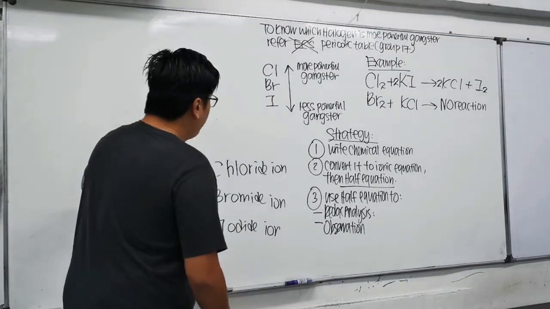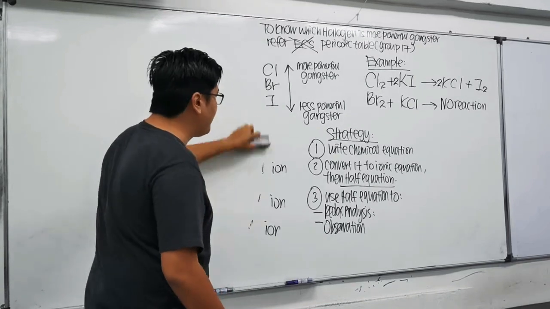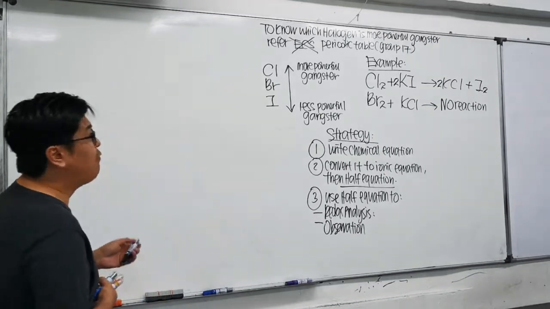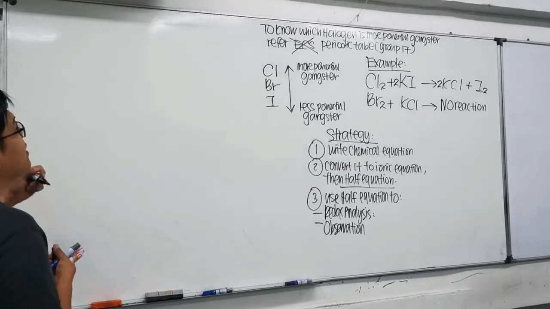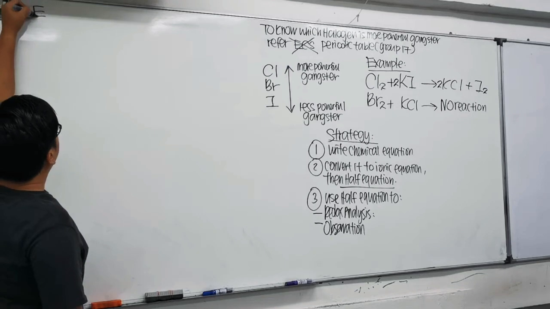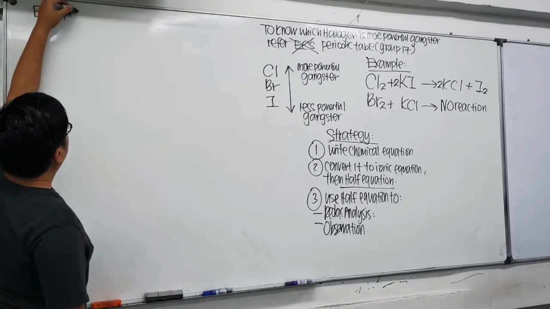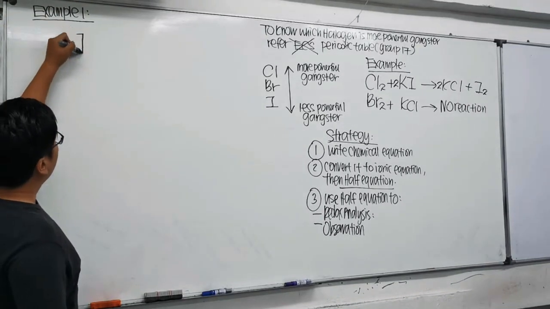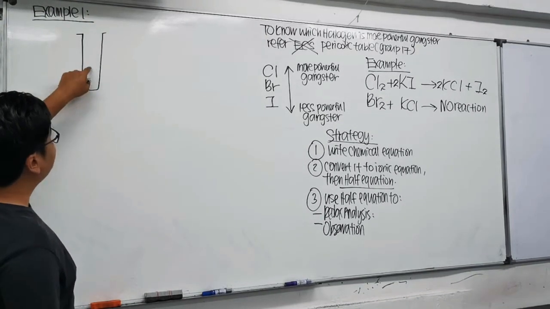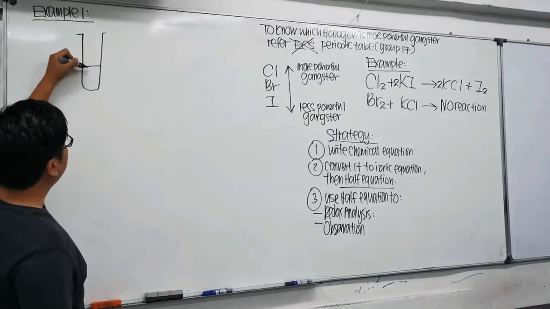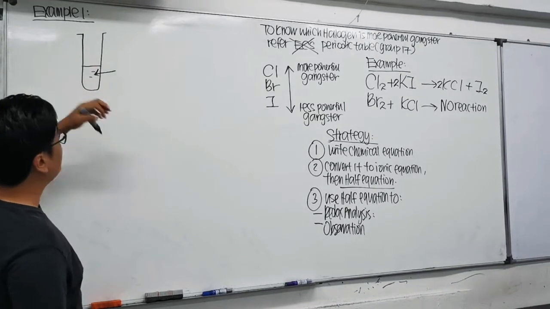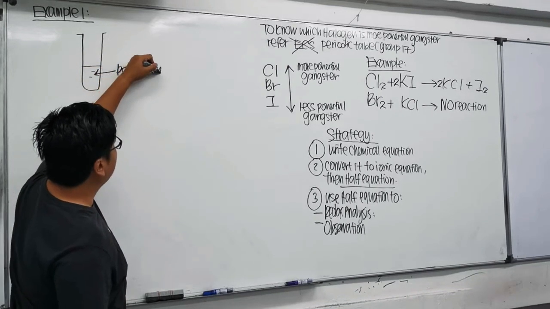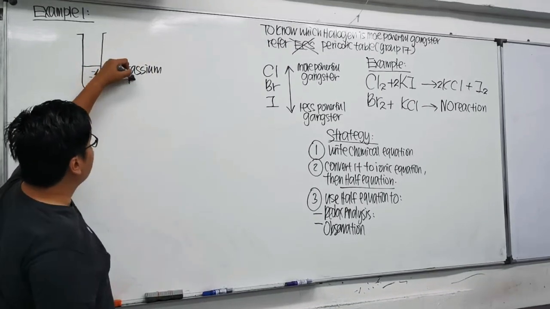Okay. Right guys, we will try to do 2 examples on what is happening here. So please listen carefully. 2 examples on halide displacement. This is the first example. Let me draw a picture so you have a better idea. You have a test tube. This test tube contains a solution. The solution in the test tube, let's say I call it potassium bromide.